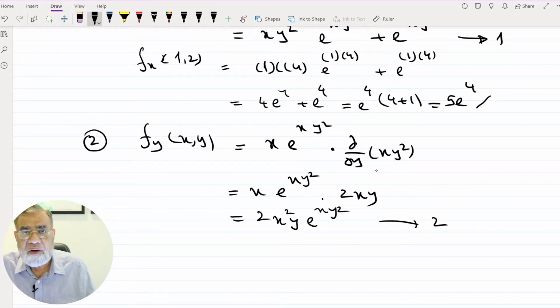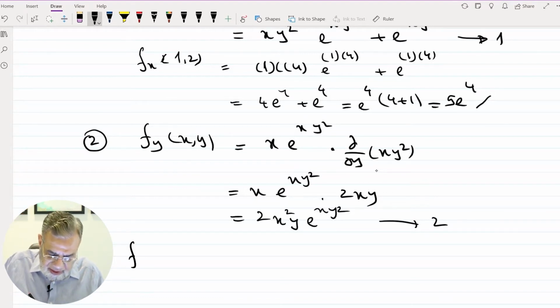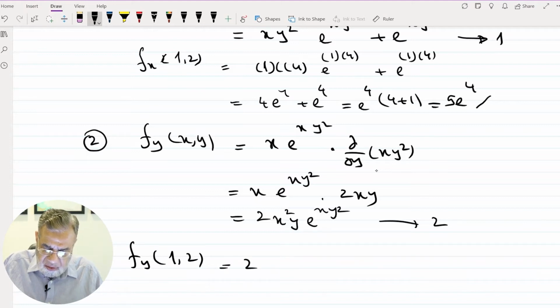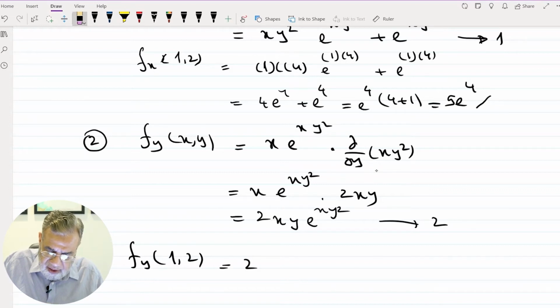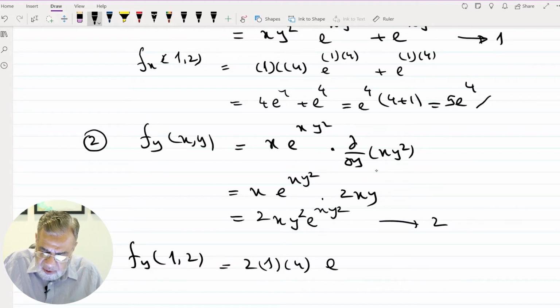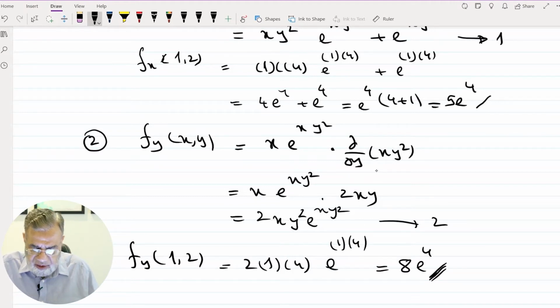Now I want to find the value of the function's partial derivative at the point (1, 2). So we put the value of x equal to 1, y equal to 2. We get 2 into x equal to 1, and the square is on y. So we get 1, and y equal to 2, we get 4 into e to the power 1 into 2 is 4. So this gives me 8 e to the power 4, and that's my result for the value of the function at the point.